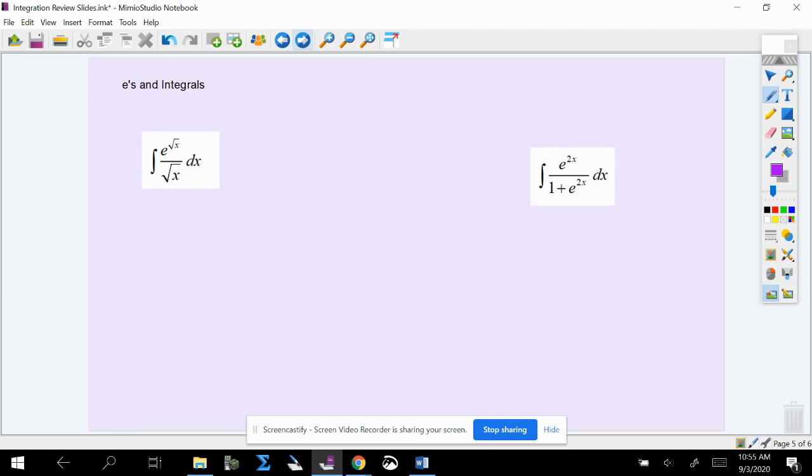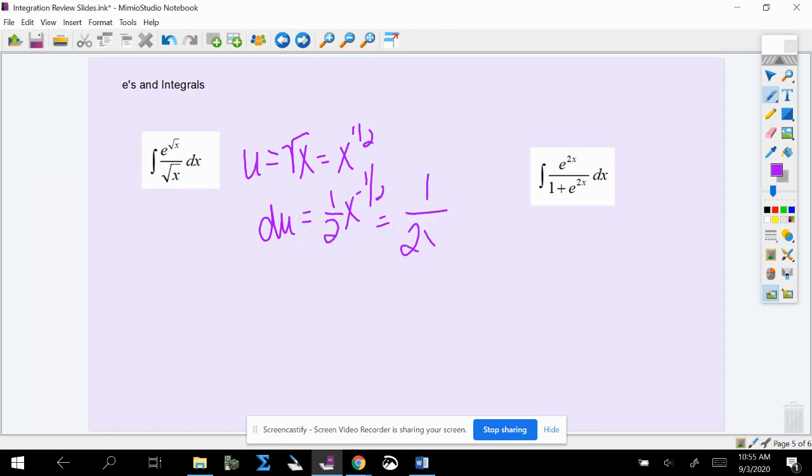With u sub, oftentimes the most basic one, your u is your power, your exponent, or you could say x to the 1/2 here. Derivative of that is power out front, power 1 less. So you get 1 over 2x to the 1/2. You have the x to the 1/2 in the bottom right there, but you don't have the 2, so it's actually a times 2 adjustment.